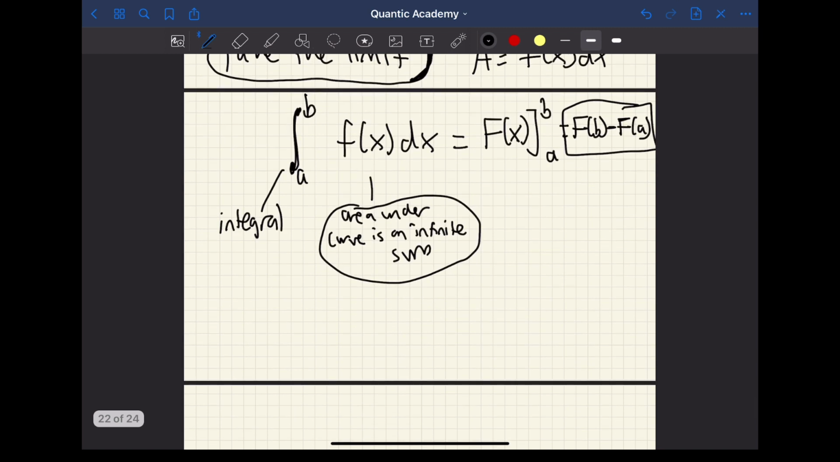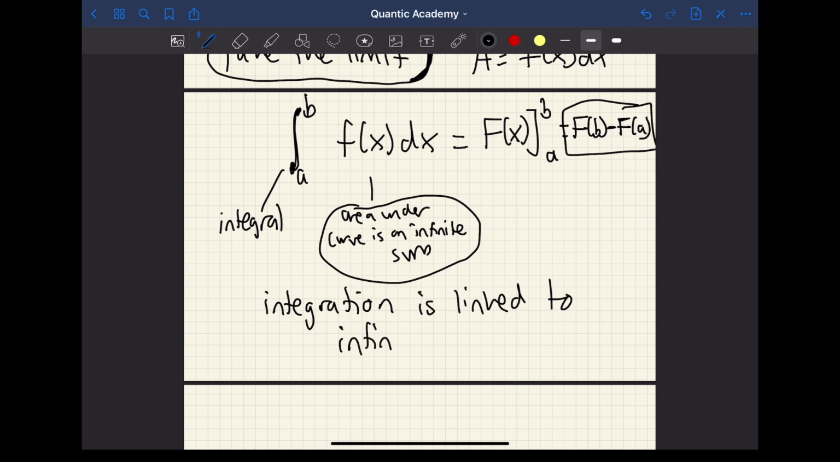So now you see how integration is linked to area under the curve, and how integration is linked to infinite sums. So that's basically what integration is. Integration is just an infinite summation.